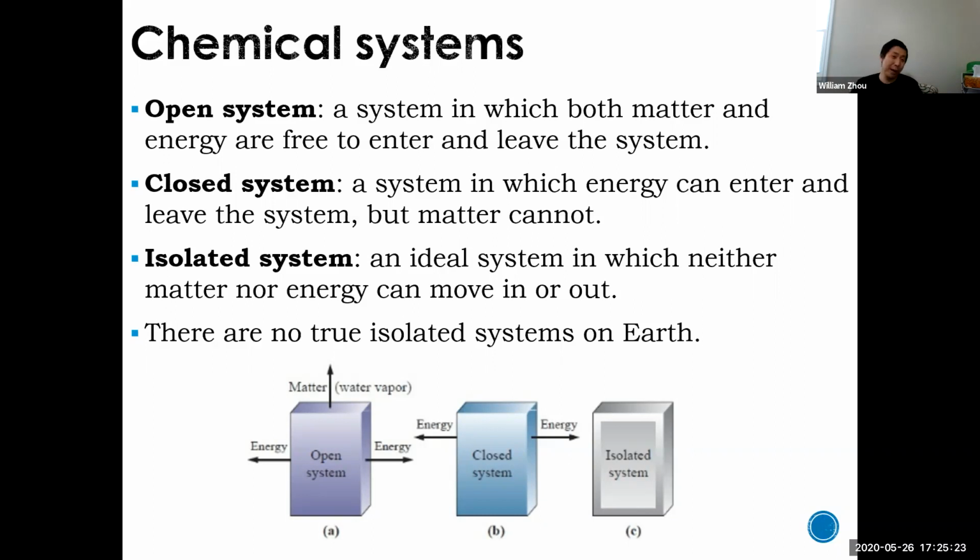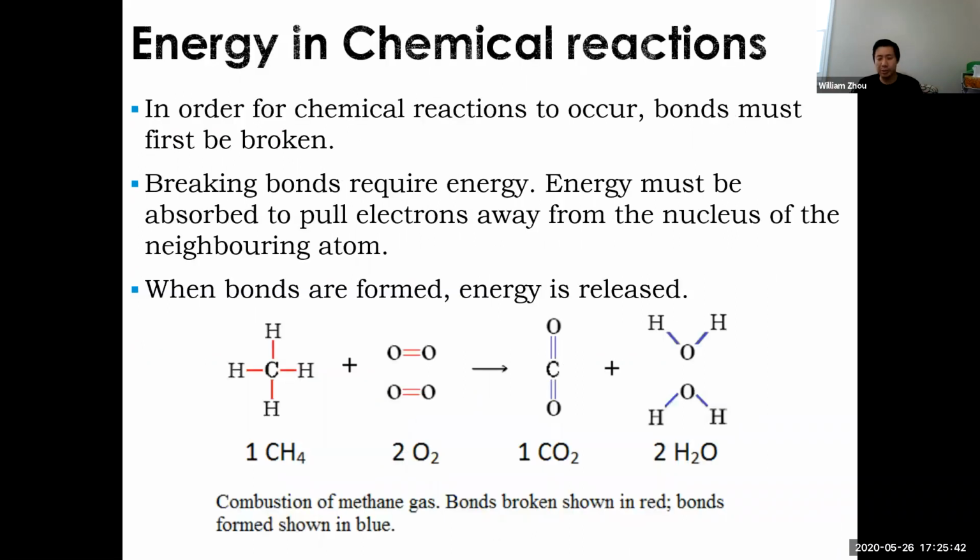You can try your best to build an isolated system on Earth, right? But our equipment cannot stop heat and energy from entering and exiting. You can slow it down. You can make it very energy efficient so that the heat doesn't escape, but some will always escape. All right, so that's the difference between the three chemical systems.